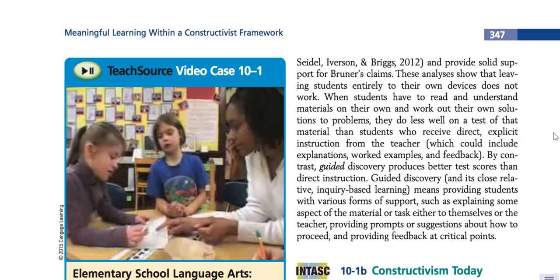When students have to read and understand materials on their own and work out their own solutions to a problem, they do less well on a test of material than students who receive direct, explicit instruction from the teacher, which could include explanations, worked problems, and feedback. By contrast, guided discovery produces better test scores than direct instruction.